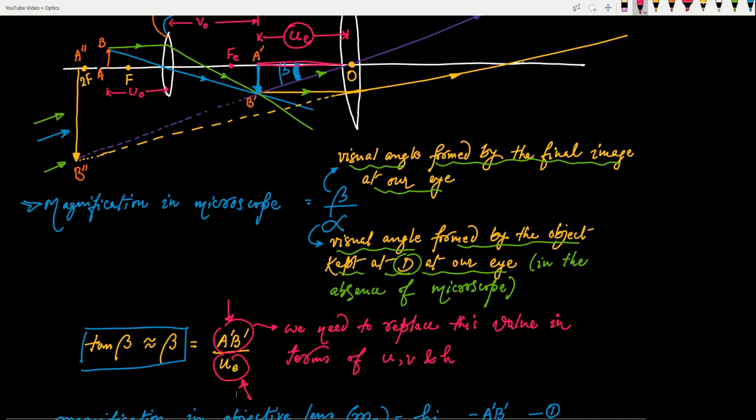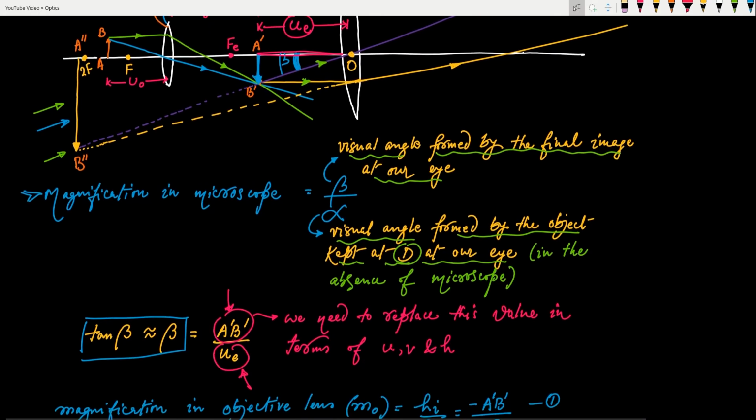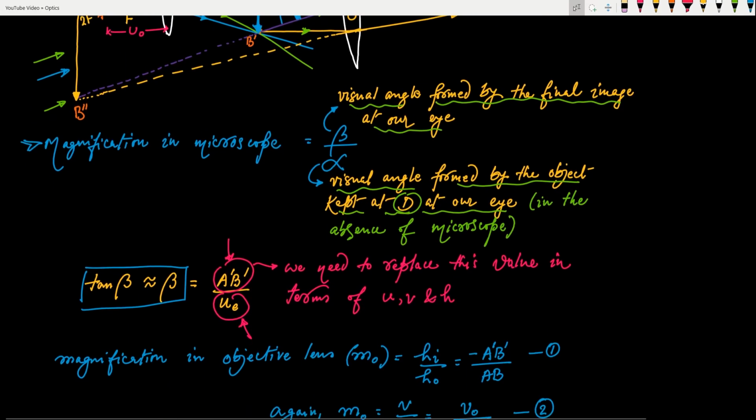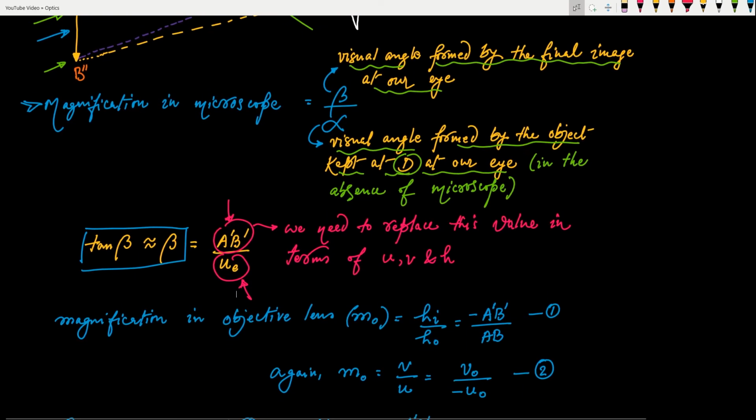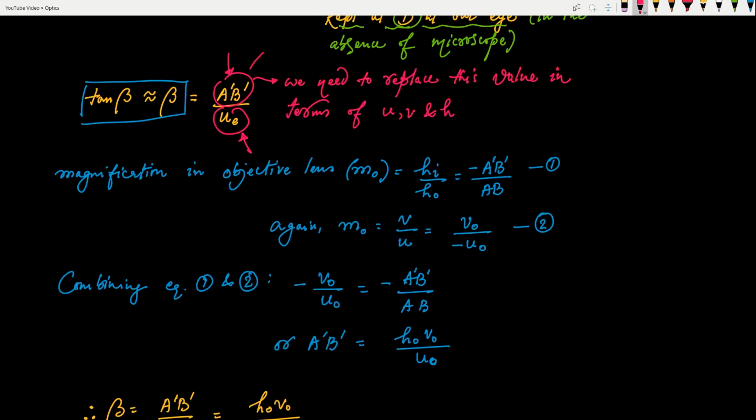Now what we need to do in order to find the formula for beta, we'll replace A dash B dash in terms of U, V and H, because those are the most important parameters. Now in order to replace this value of A dash B dash in terms of U, V and H, we'll look into the first combination, that is the objective lens.